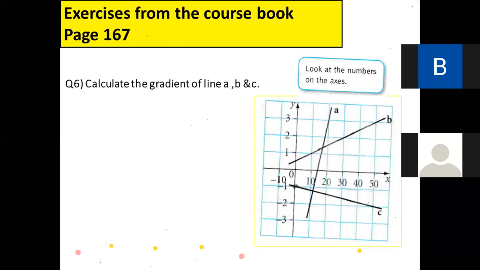Now, this is exercise 6. Everybody please look at your book, page 167. This is exercise number 6. And I want you, when you check exercise 6, to look at the numbers that we have on the axis, the numbers on the y axis and the numbers on the x axis.